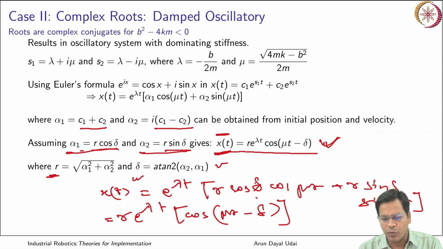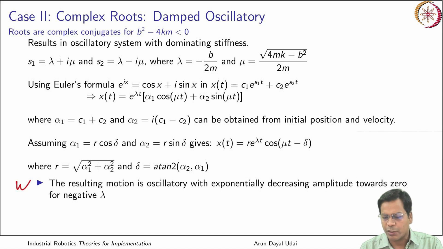The displacement with time you can obtain from this. That will tell you how your system is behaving. Is it oscillating or what is it doing? You already know your roots are complex conjugates. The motion is oscillatory with exponentially decreasing amplitude. You see, this is a constant for any value of lambda, but multiplied over e to the power lambda t, where lambda is negative. So it is exponentially decreasing amplitude.